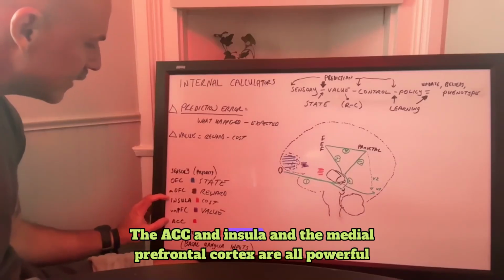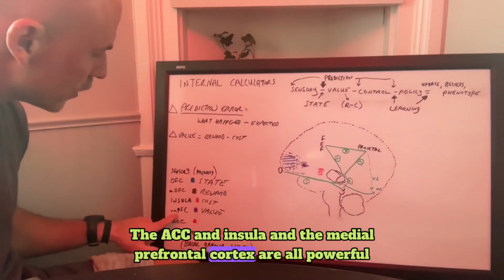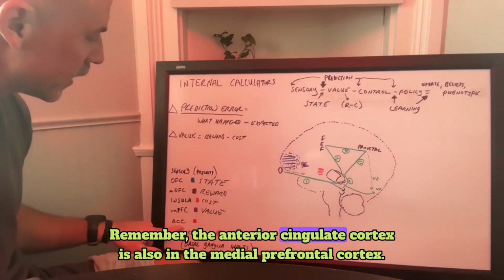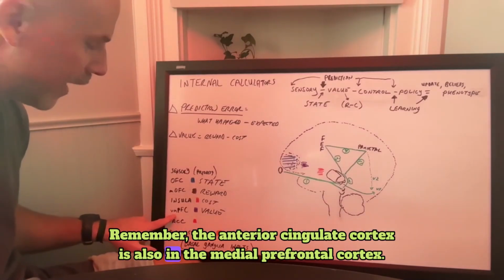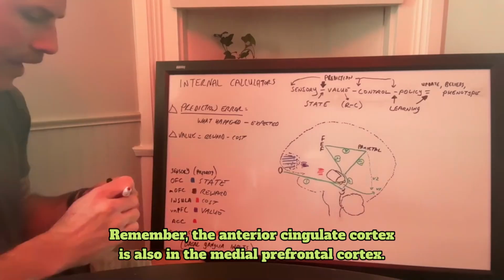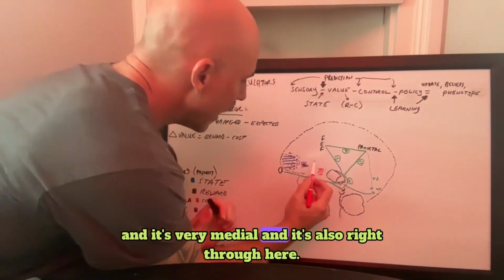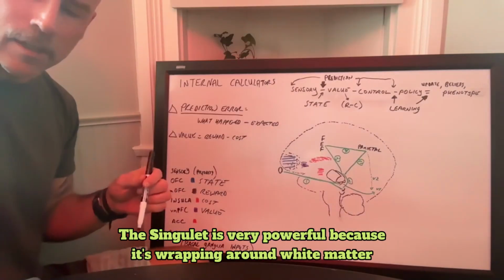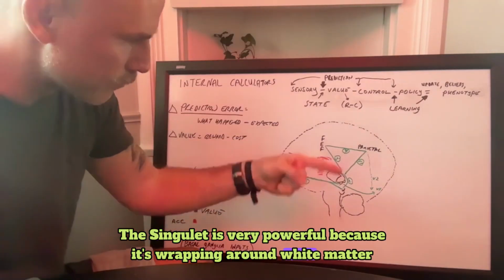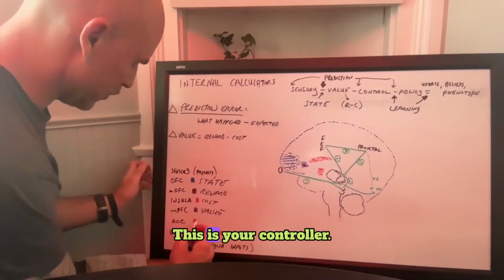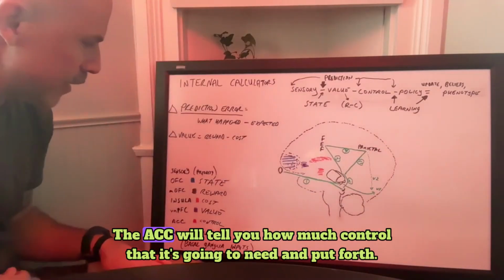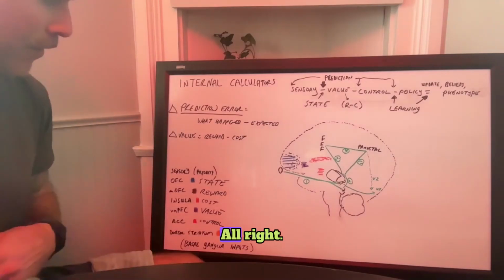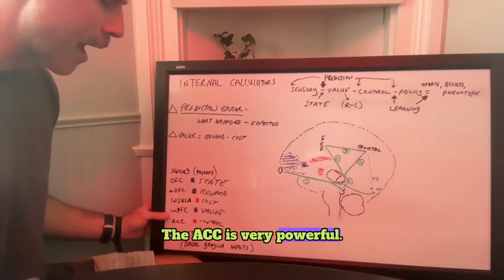The ACC and insula and the medial prefrontal cortex are all powerful regions. Remember, the anterior cingulate cortex is also in the medial prefrontal cortex, and it's very medial. And it's also right through here. The cingulate is very powerful because it's wrapping around white matter tracts. This is your controller. The ACC will tell you how much control that it's going to need and put forth. All right. The ACC is very powerful.